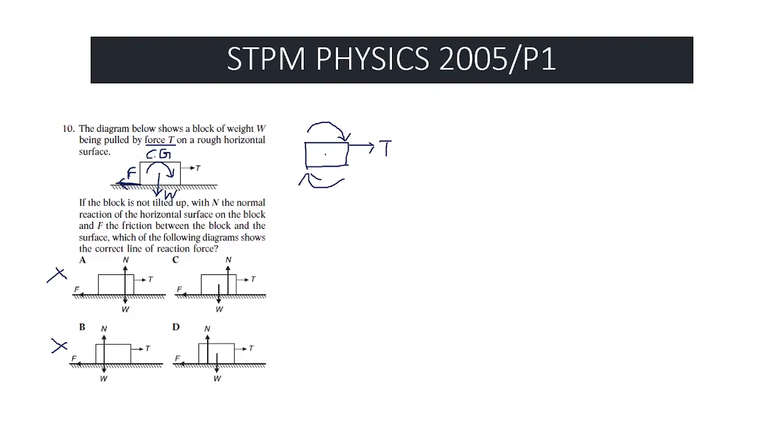And now, since the block is not tilted up, we must have a counter clockwise moment to balance this out. So the normal reaction N here will be in here, which is able to produce the anti-clockwise moment and also to balance out the weight. So the correct answer is C.